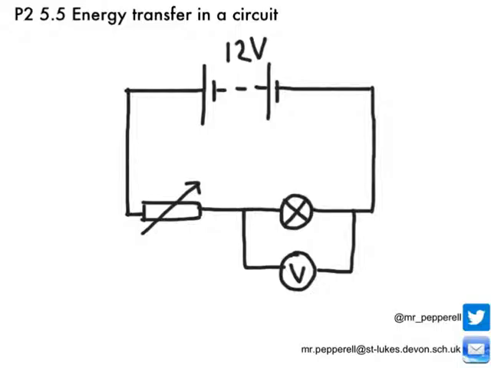Now, I've got a voltmeter there connected across my bulb, and looking at my voltmeter I can see that it is reading 10 volts. And from what I know about components in series and potential difference, if the potential difference across my bulb is 10 volts, then the potential difference across my resistor is going to be 2 volts. So I know a little bit about my circuit, so what can I say about the energy being transferred?